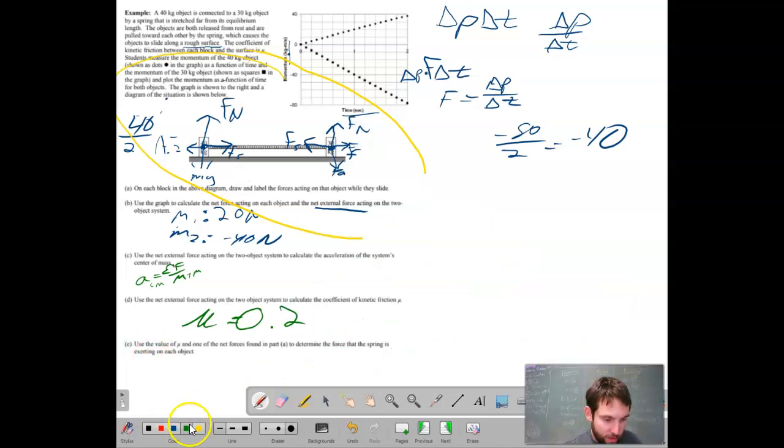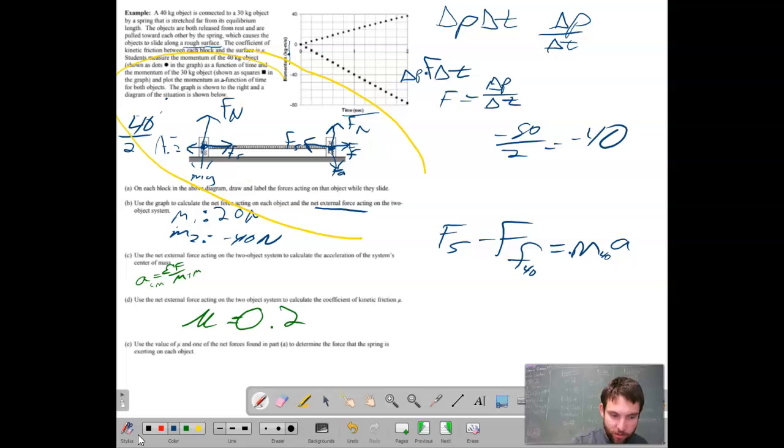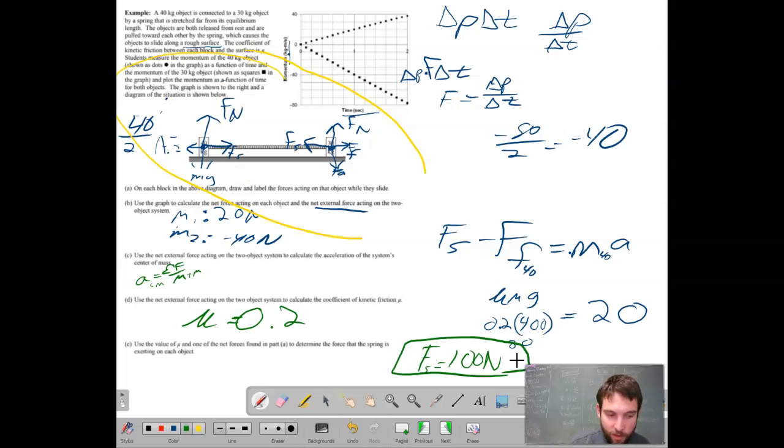For this last part, we're using the value of mu and one of the net forces found in A to determine the force that the spring is exerting on each object. All right, so to determine this force that the spring is acting on, if we do one object and it's the other, we'll do the stuff that makes it go minus the stuff that holds it back. Right there, I chose the spring force pulling to the right to keep it positive. Frictional force is mu times mg. Plugging in the numbers, I used 20 newtons as my net force on mass 1. You get 100 newtons on each object.